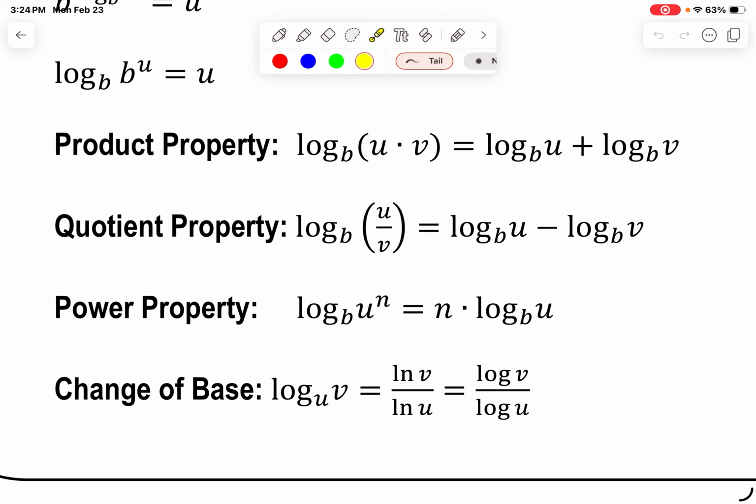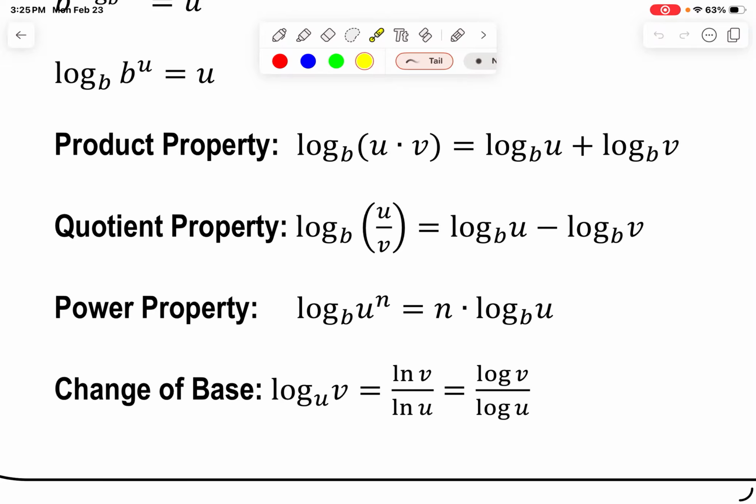The next one is the power property. If you see log base b of u with a power of n on it, what you can do is take that exponent and write it in front as a multiplier.